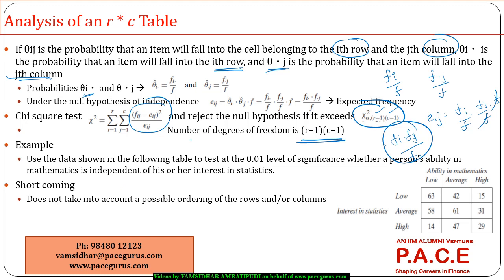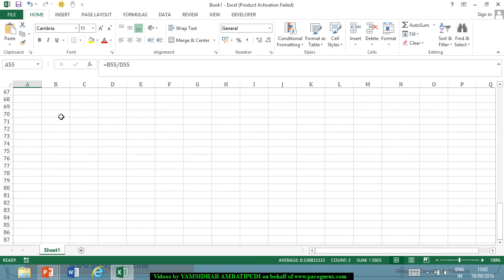So if your computed chi-square value is greater than the critical value, which is chi-squared alpha with r minus 1 into c minus 1 degrees of freedom, then I can very well reject my null hypothesis and make my conclusion in favor of the alternate hypothesis. So look at this example. We'll try to solve this example and say whether we should go with the null hypothesis or reject the null hypothesis. Alright, let me look at the data here.